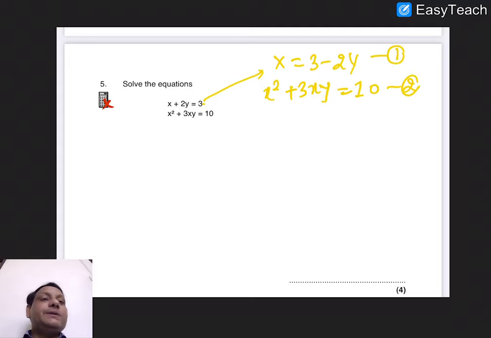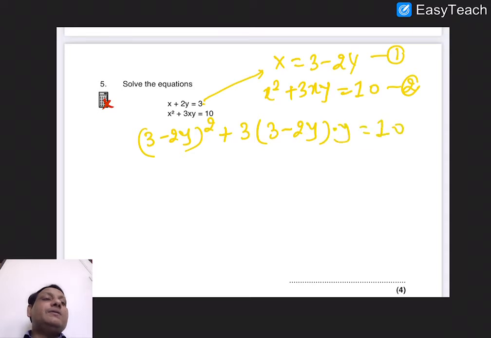So you put here x is equal to 3 minus 2y, whole square, plus 3, and you are going to get 3 minus 2y into y is equal to 10. So open these brackets: you get 3 minus 2y multiplied by 3 minus 2y, and plus 3 times 3 is 9, and minus 6y, this also has to be multiplied by y, is equal to 10.